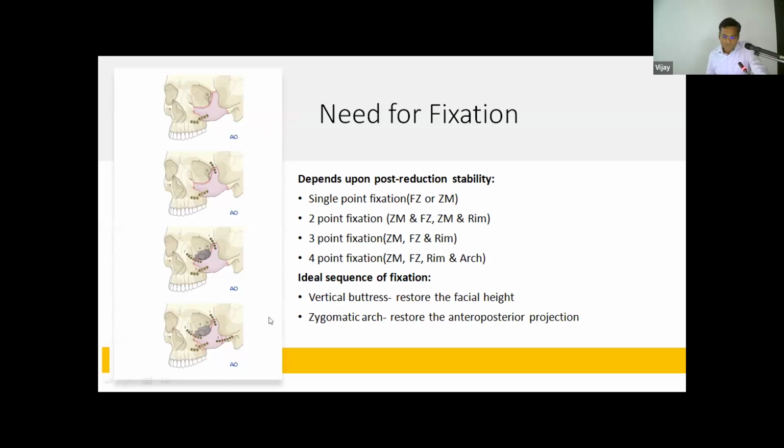If we decide on a 4-point fixation, then it is better to fix the vertical buttress first to restore the facial height, followed by reduction and fixation of the zygomatic arch to restore the anterior posterior projection. And subsequently the infraorbital limb and ZM buttress can be fixed.